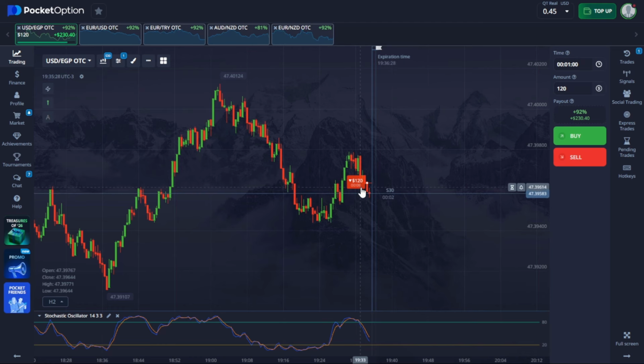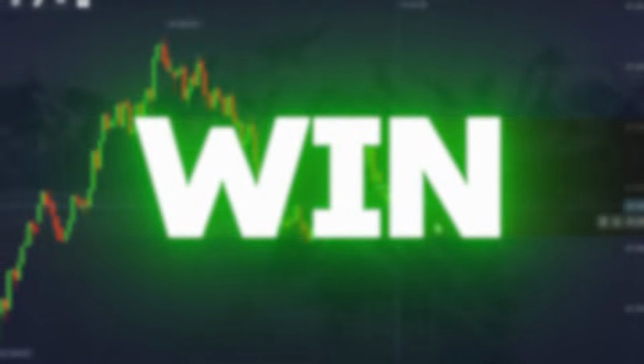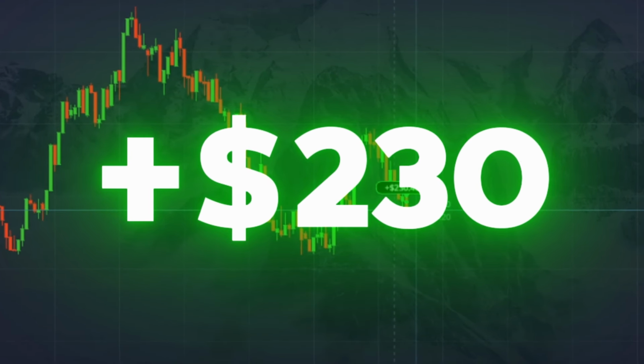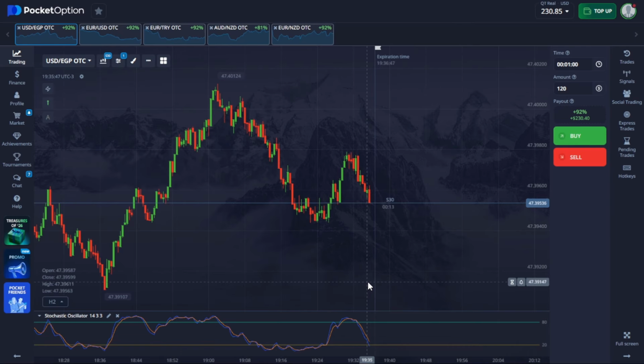Candles just rise a little, and we wait for it to fall again. Look at that, man. 2 seconds. And boom, we got this again, guys. Look at this, $230 of profits. That's pretty good. It's just falling strongly.